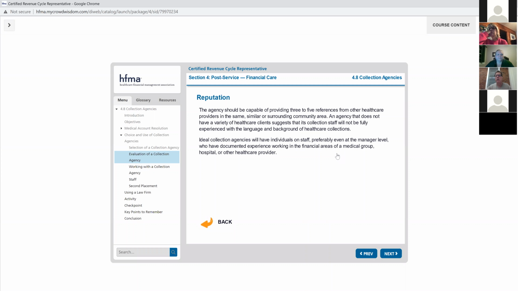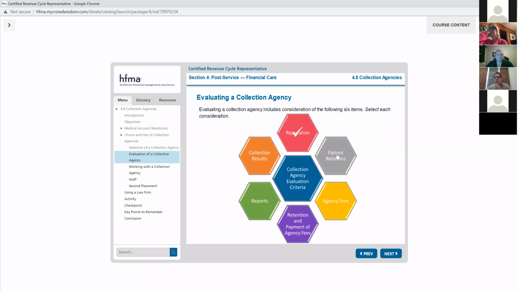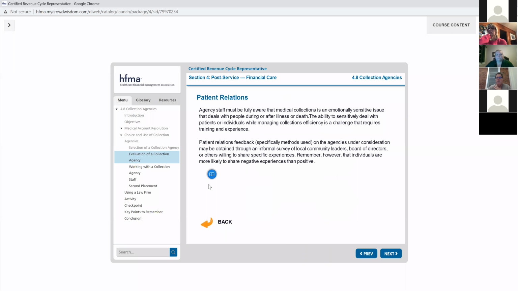Patient relations, again, I'm going to go through quickly. Medical collections, as you know, is an emotional and sensitive issue. So your agencies must try to maintain that patient relationship, manage the collections efficiency, and they should be trained and experienced in your policies.